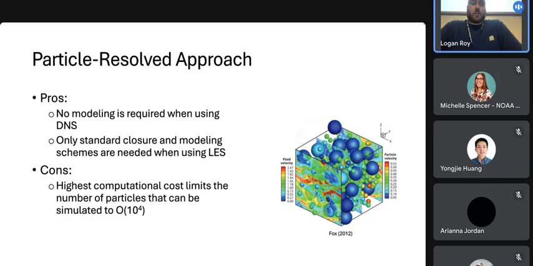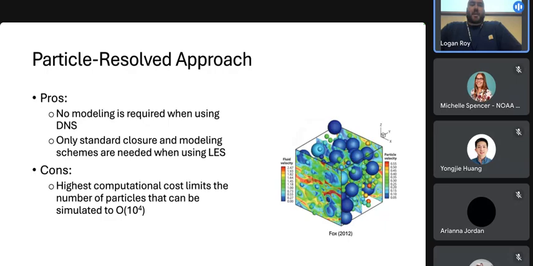For the particle resolved approach, the big positive is that there's no modeling required whenever you're doing DNS. In that case, you're resolving the fluid all the way, so you don't have to deal with any modeling. And even if you're going to do something like LES, the only closure models you need are the typical single phase closure and modeling schemes. So you don't have to do anything novel to account for these multi-phase effects. That's the really nice thing about it.